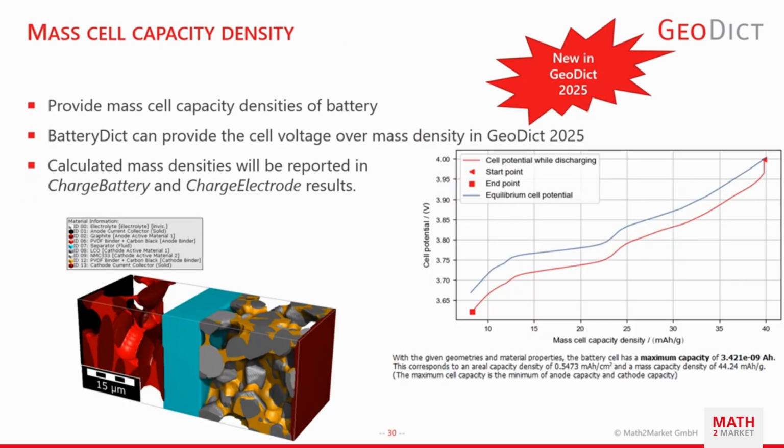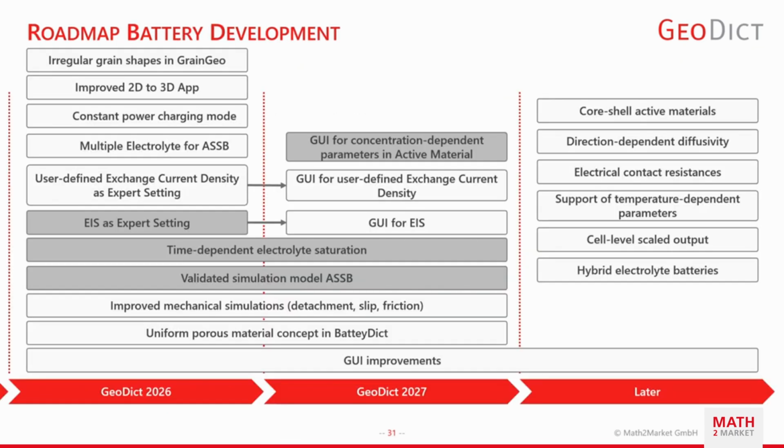And we improved the output. So if you enter all the mass densities of your materials, then you can get the cell potential curve also as a function of the mass cell capacity, which is useful if you want to compare it with experimental data.